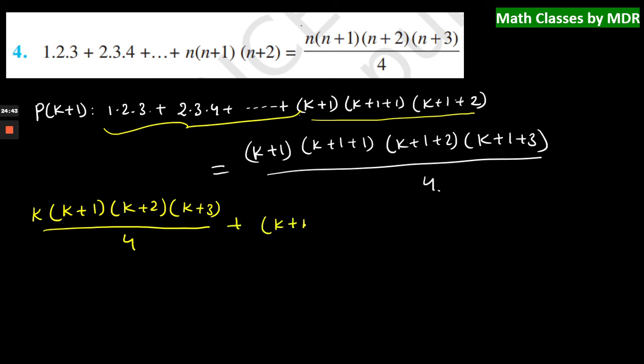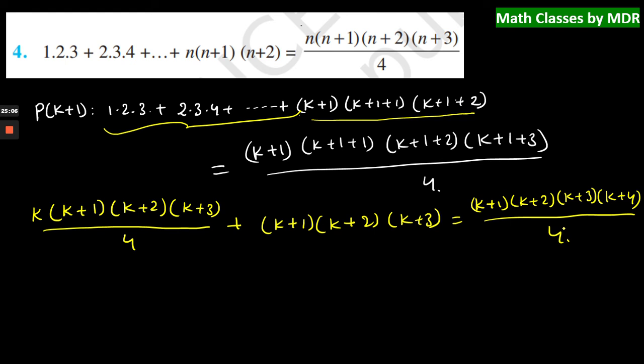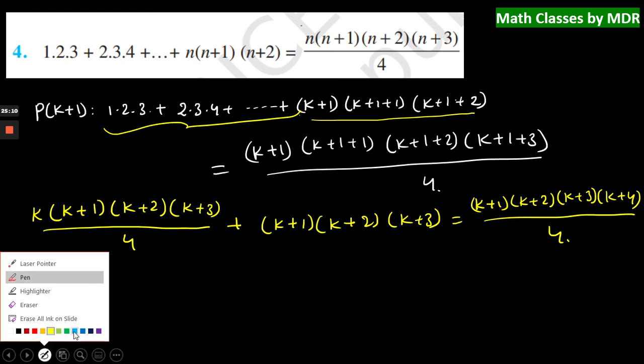K plus 1 into k plus 2 into k plus 3, right? And on the right side, what you have is k plus 1 into k plus 2 into k plus 3 into k plus 4. So we have to prove this: the left hand side is equal to the right hand side. So for that, let us take the left hand side here.